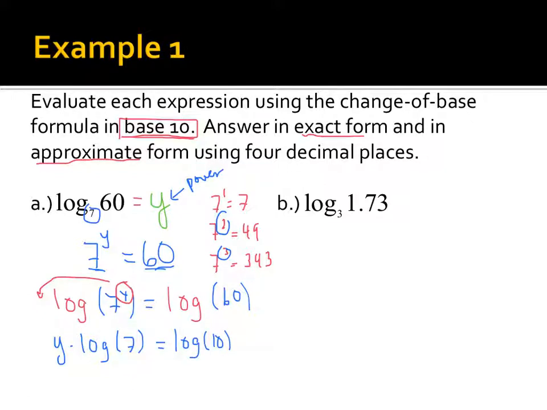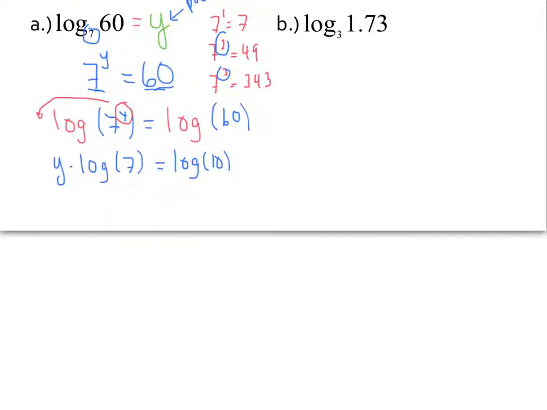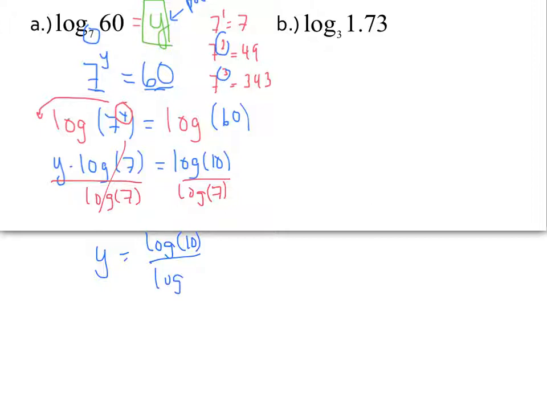Well, okay, what does that do for us? Well, check this out. We want to solve for y. That is our goal. Our goal, if you remember, is to solve for y right here. I want to know what this number is. So when I divide both sides by log of 7, I get that y equals log of 60 over log of 7. Okay, so that's what it is.